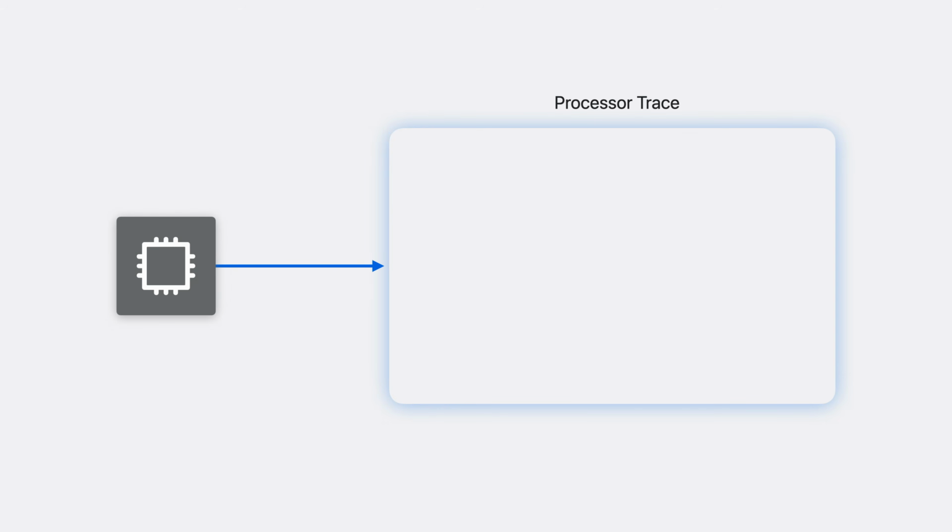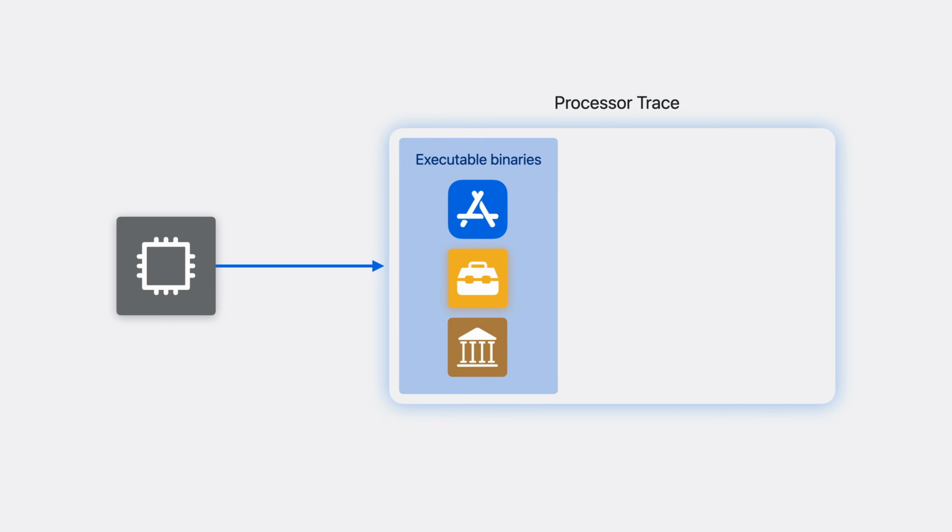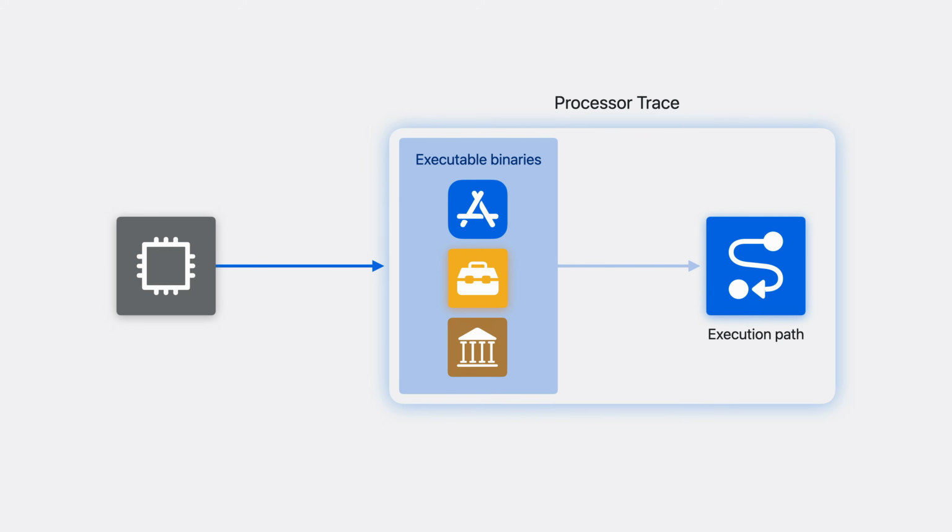Processor Trace sets up the CPU to record every branching decision. The cycle count and the current time are also recorded to track how long the CPU spends in each function. Instruments then uses your app's and system frameworks' executable binaries to reconstruct an execution path and annotate function calls with the cycles elapsed and time durations. We limit the time spent tracing because even though the CPU is recording as little information as possible, it can still be gigabytes of data per second for a multi-threaded application.